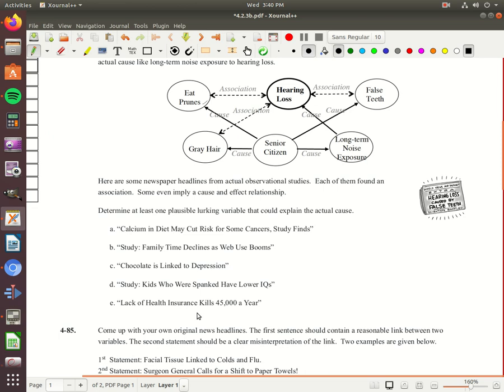A lack of health insurance kills 45,000 a year. There's a lot of potential things going on again, and I know the health insurance thing is a big political issue right now, and again, I'd like to steer clear of it, so I'll leave these last two to your own imagination, for you to come up with a reason why kids who get spanked have lower IQs, and for the fact that a lack of health insurance kills 45,000 a year.